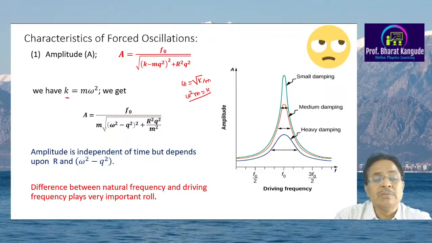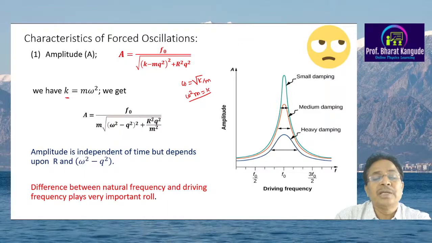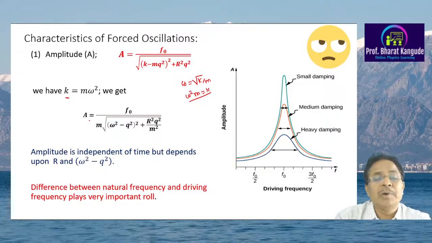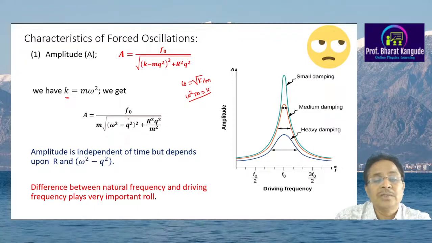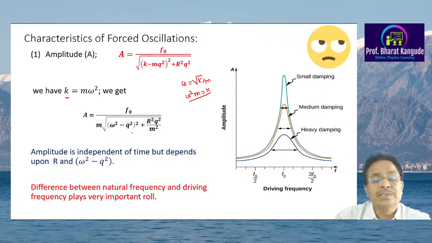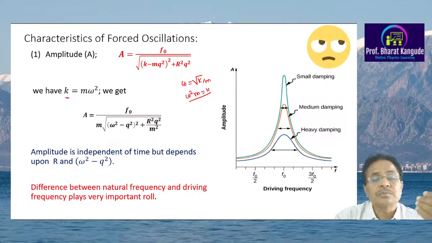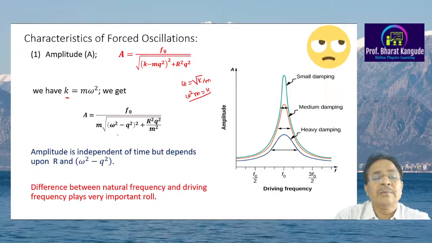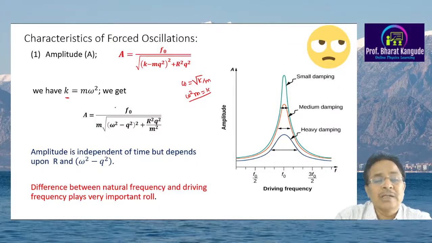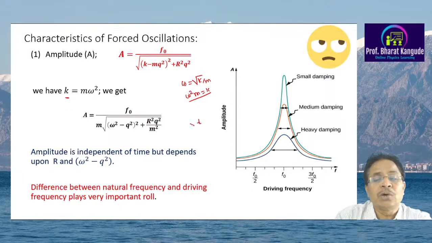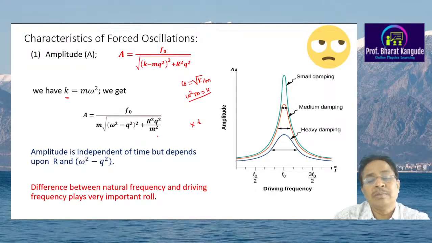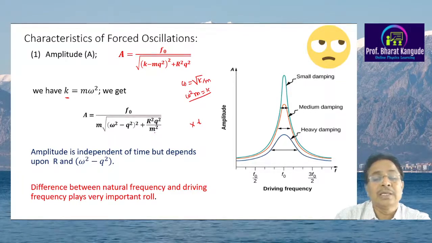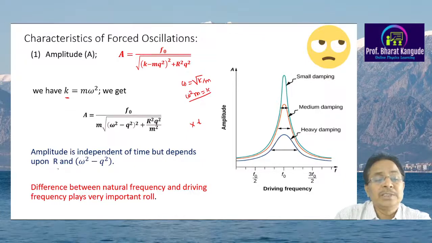Now look at this equation. This denominator decides very interesting things. Whether A is maximum or minimum is decided by the terms inside this square root bracket, whether these terms are equal, 0, or maximum. Based on that, A can vary. Now look at this amplitude: there is no dependence on t at all. It is not dependent on the time parameter. It just depends on f0, omega, q, m, r, and so on.